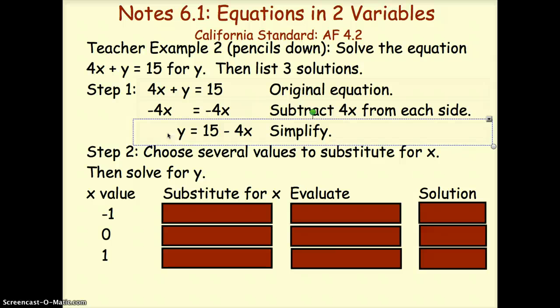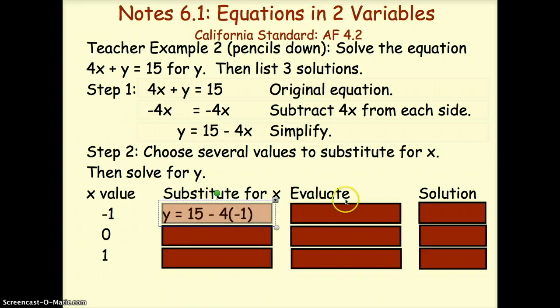Okay, the next part says to list 3 solutions. So what you need to do is choose some values for x. My rule is you always have to use a positive, a negative, and then 0. So the easiest ones would be -1, 0, and +1. So instead of x, I'm going to write -1. I'm going to multiply. Then I'll have 15 minus -4, same thing, of course, as 15 plus 4. You end up with y equals 19. So that means when x is -1, y is 19.